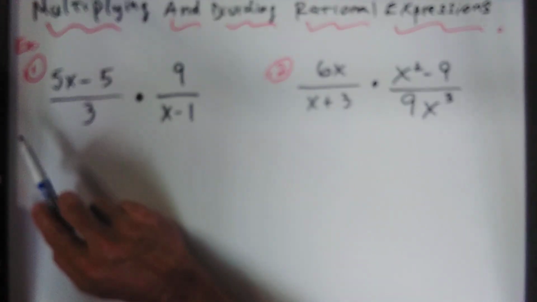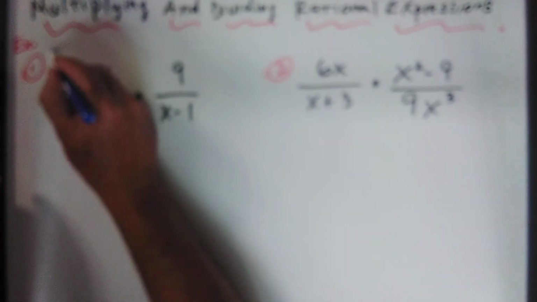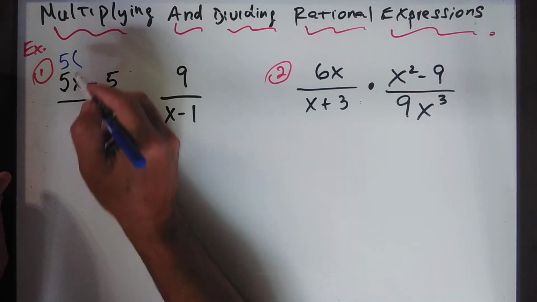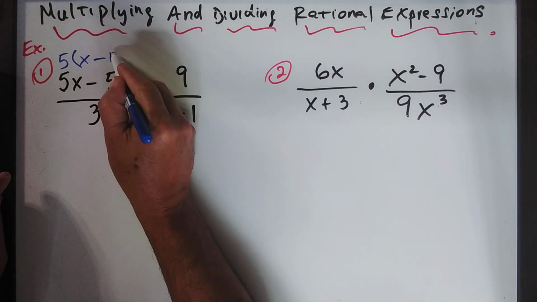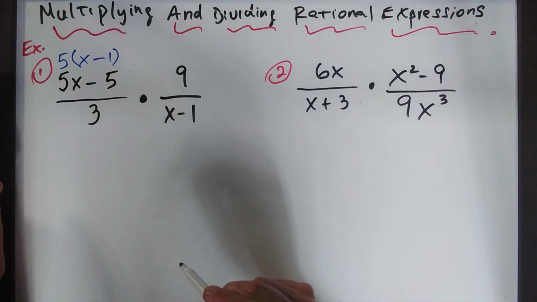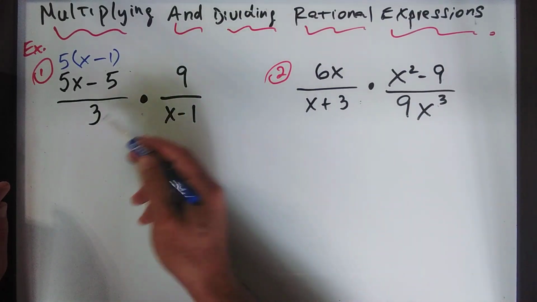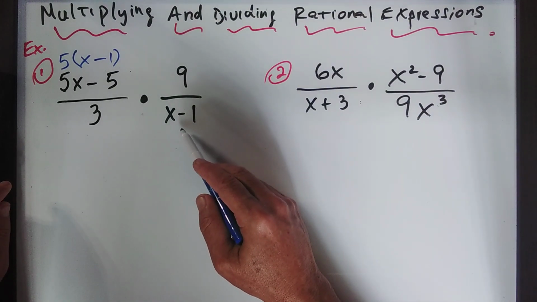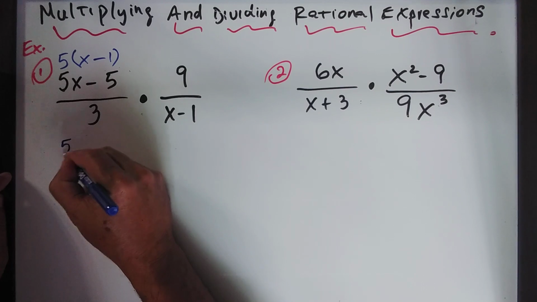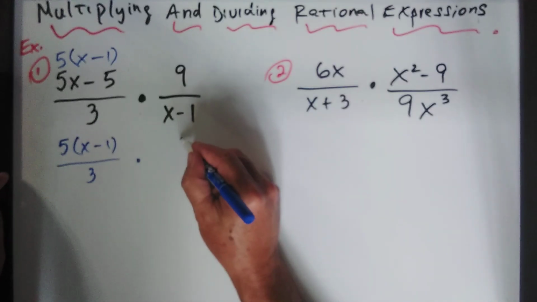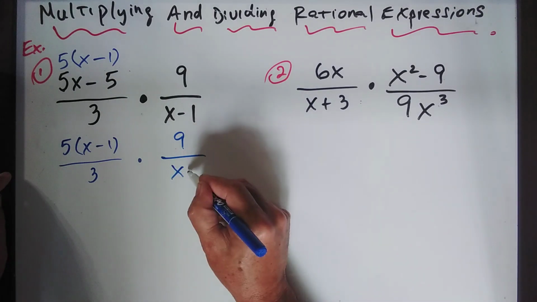For that, I need to use the greatest common factor, which is 5, and then what goes inside the parentheses: x minus 5 times x, 5x; 5 times 1 gets you back to 5, so that's it right there. The 9 and the 3, nothing you can do about it. Same thing with the x minus 1. Can't factor this, so let's put the whole thing down here. 5 times x minus 1 over 3 times 9 over x minus 1.